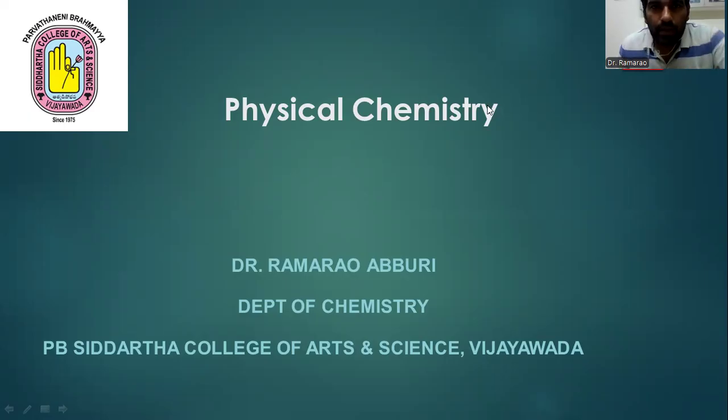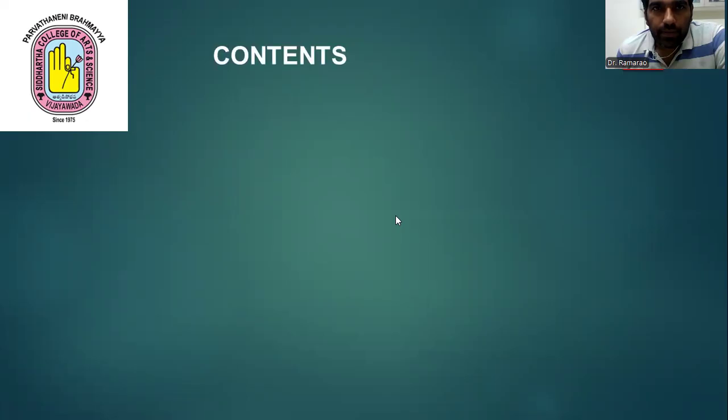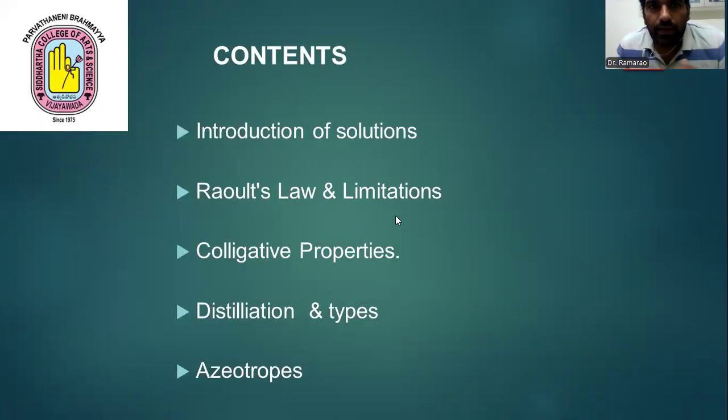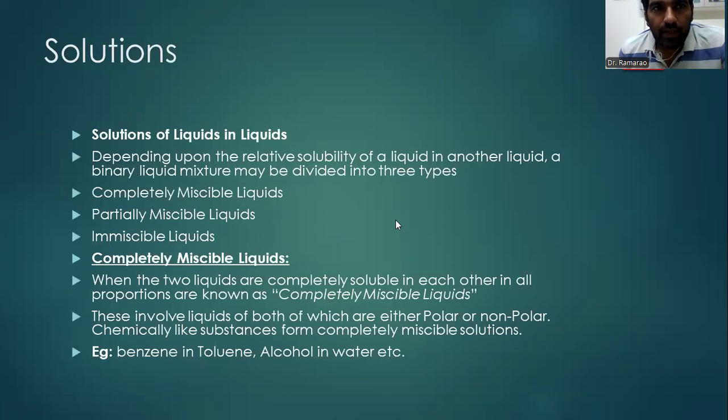Hello everyone. Today I'm going to discuss physical chemistry as part of our curriculum for second BSc students. In this first part, I begin with the introduction of solutions and then Raoult's law and its limitations, then colligative properties, distillations and different types of distillations like fractional distillation and steam distillation, and azeotropes or azeotropic mixtures.